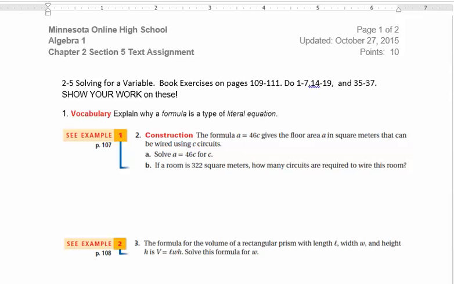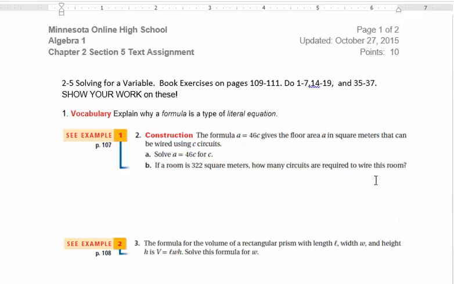Hello, this is Mrs. Dehn-Brastad, and today we're going to do some of the problems from the Chapter 2, Section 5 assignment on solving for a variable. And what I have open right now is the book problems. So if you're working on the alternate assignment, the problems will be different but similar to these.